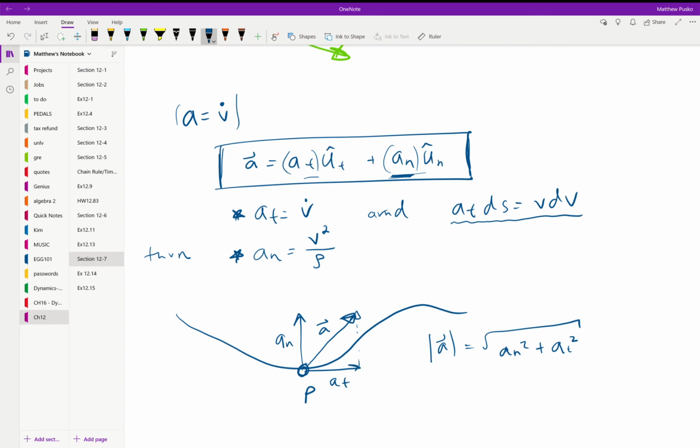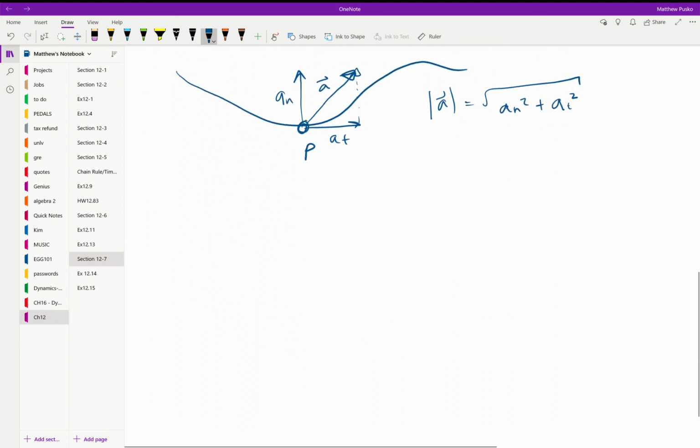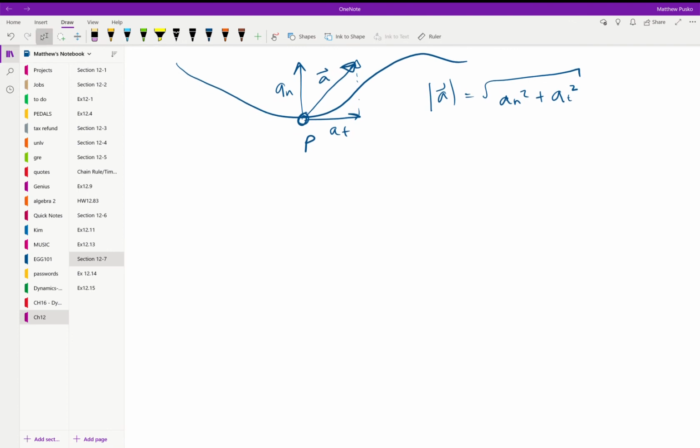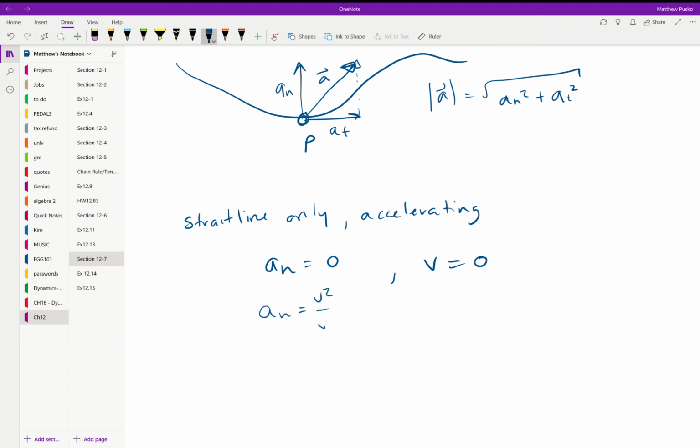The next thing we need to discuss that's really important in this section is if the particle is moving in a straight line only, and let's say it's accelerating, that means the normal component of acceleration is equal to 0, and that's because rho is infinite and the normal component is equal to v squared over rho. So we just don't have one. Now, we don't have to be accelerating also to have a normal component. The normal component is the constant velocity squared over rho. So make note of that too.